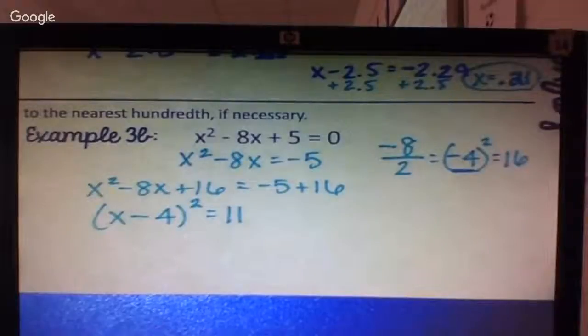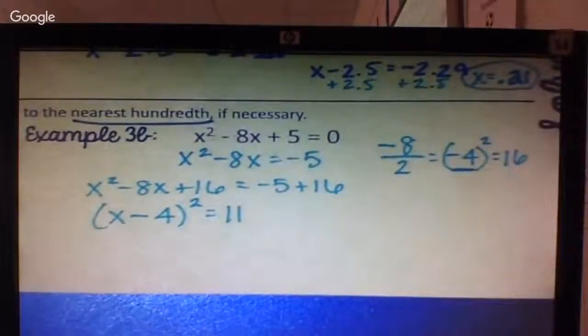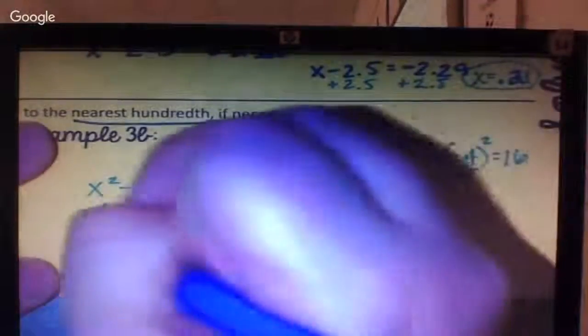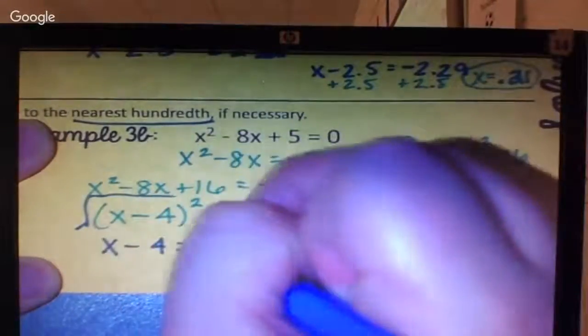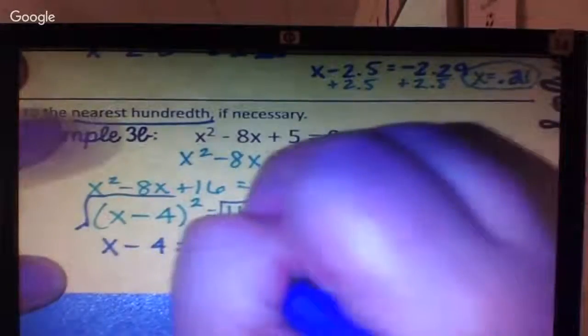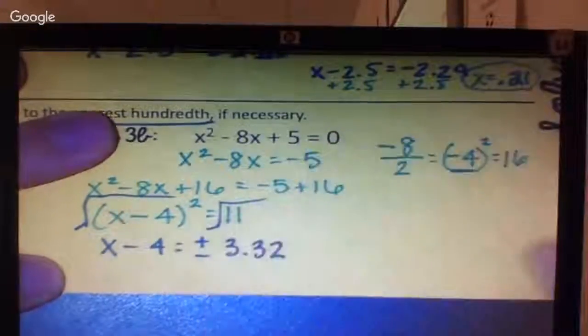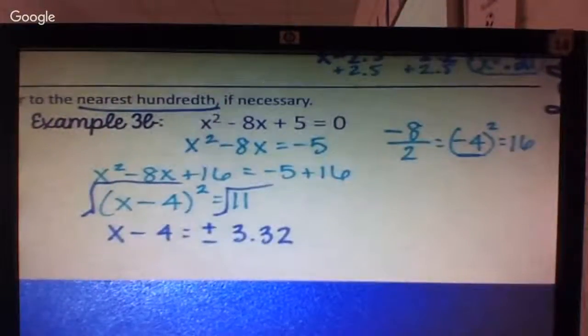It says to the nearest hundredth. So are we squaring the 11? You're not squaring anything, taking the square root. Yes, so we must square root both sides. So you get x minus 4 equals plus or minus 3.316. So 3.32. Because remember that 6 rounds your 1 to a 2. And it says nearest hundredth, so I need 2 places after the decimal.